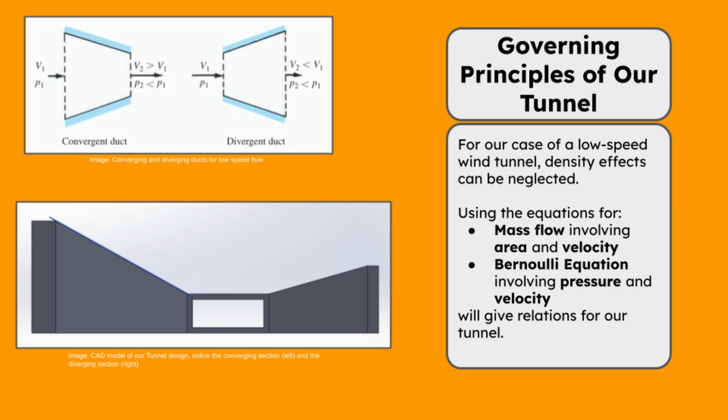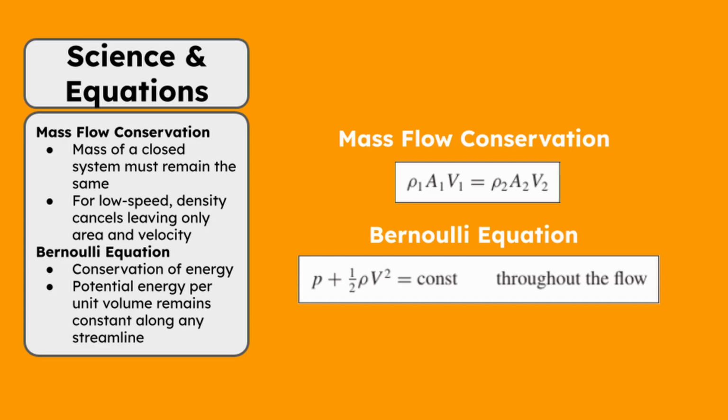To maintain a constant volume of air moving throughout the tunnel, the air must travel faster through the smaller areas and slower through the larger areas. We can take advantage of this property by placing our model within this region of increased airspeed.